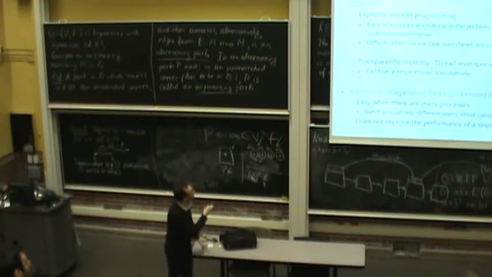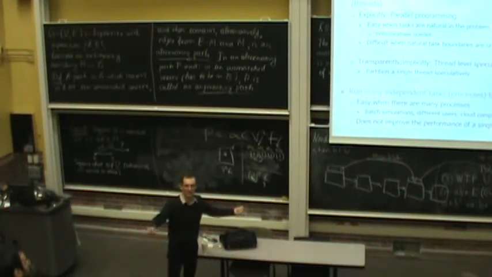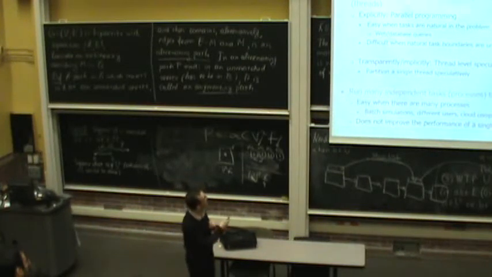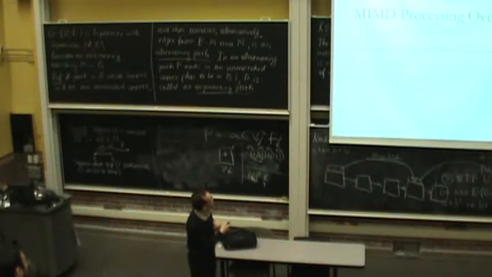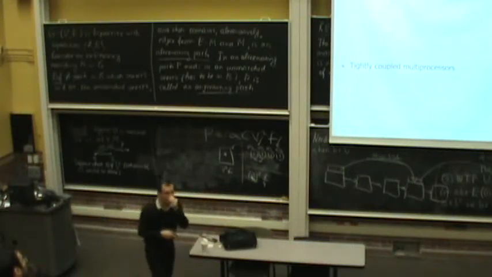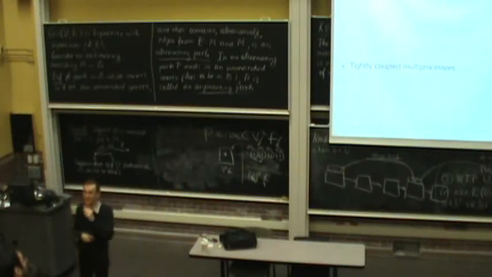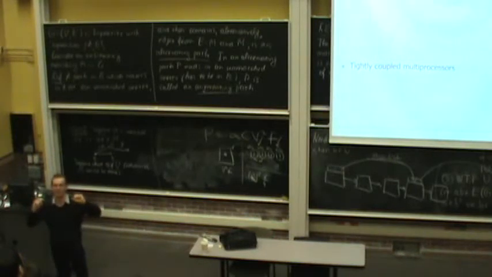So this is the concept of threads, basically. You have threads that are operating on the same problem. So there are actually two forms of multiprocessing. Multiple instruction, multiple data is a very general term, right? Multiprocessors.